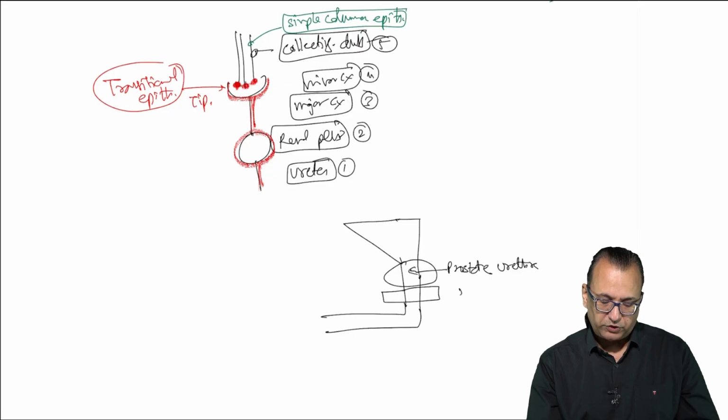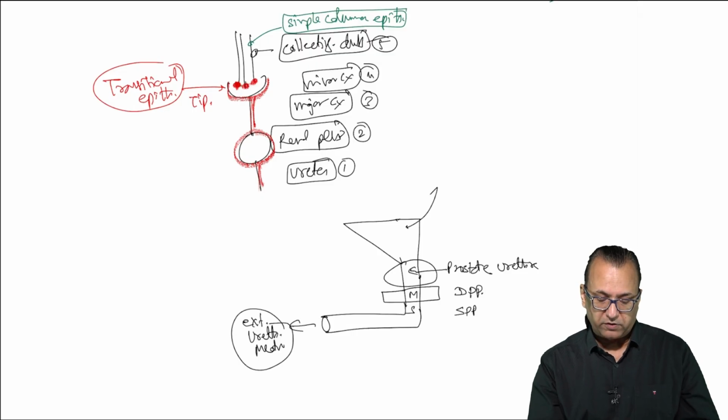Passing through the deep perineal pouch, you'll have the membranous urethra. And below this, in the superficial perineal pouch, you'll have the spongy urethra. And this is the opening, the external urethral meatus, where the urine will come out. And let us show the ureter also. This is the ureter, which is bringing the urine.